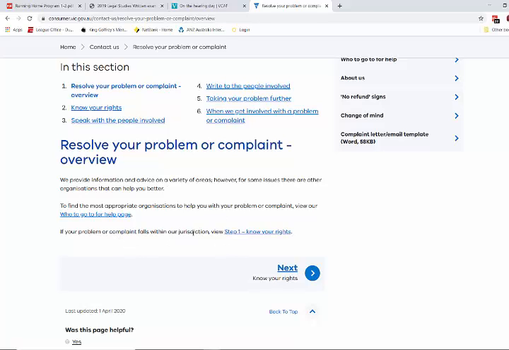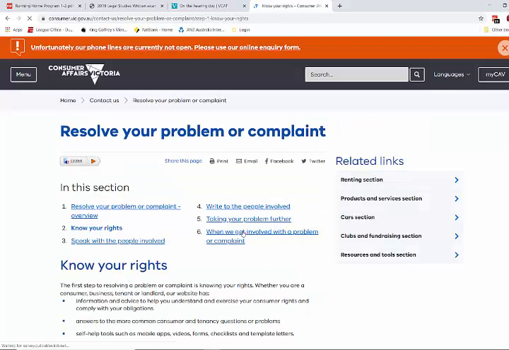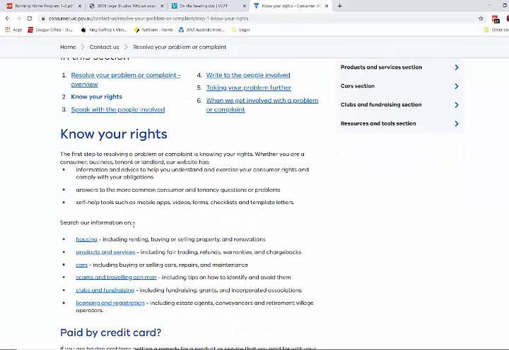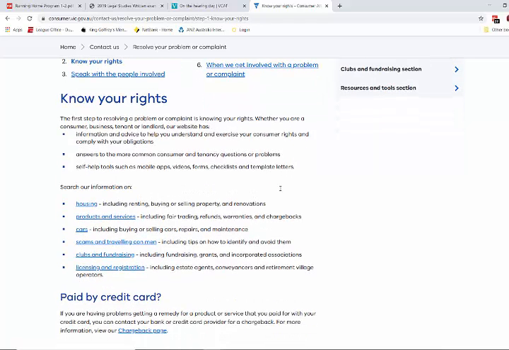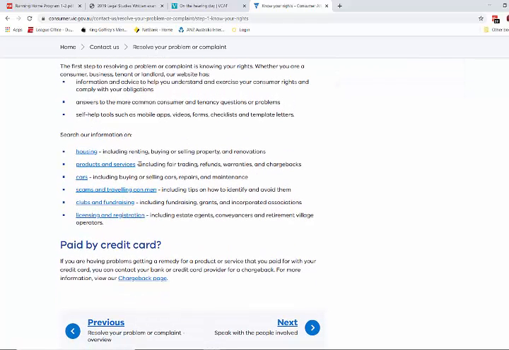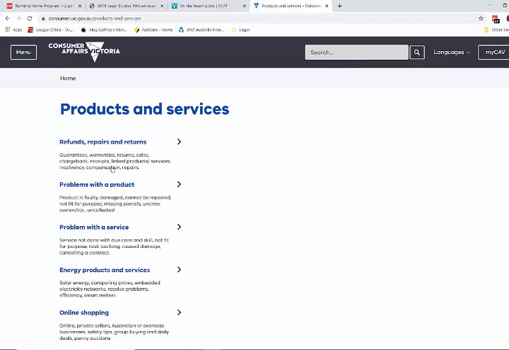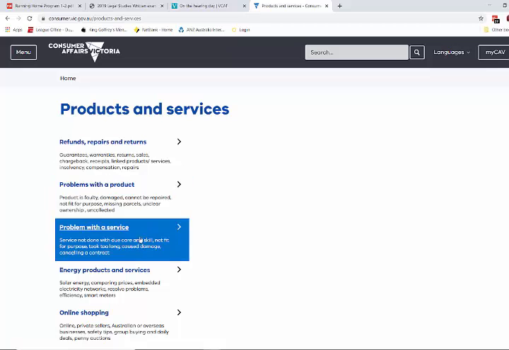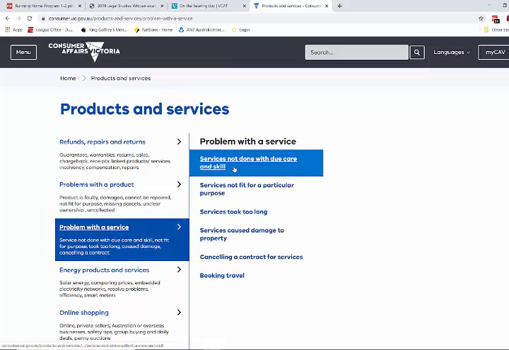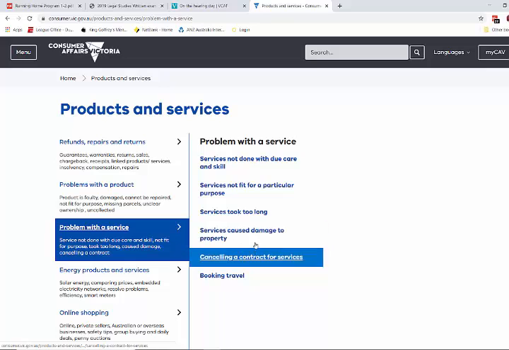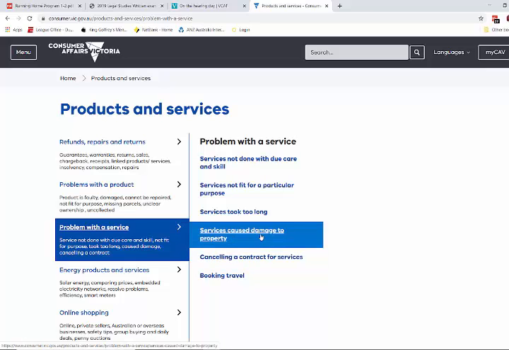We know that this is a consumer matter and we know that this falls in Consumer Affairs Victoria's remit, so we're going to go to know your rights. The first step to resolving a dispute is knowing basically whether you can resolve your dispute, whether your rights have actually been infringed. And if we actually click here and go to products and services, we can find out a little bit more information. I'm going to whip through this super quickly. We have a problem with a service. Services cause damage to property. We didn't get our property back.